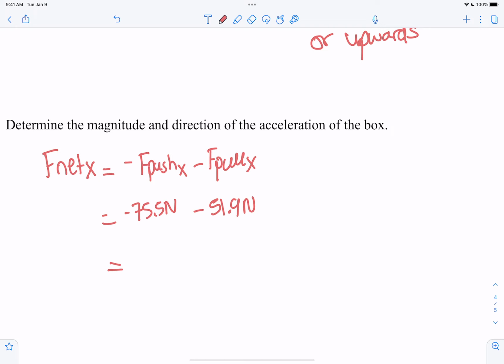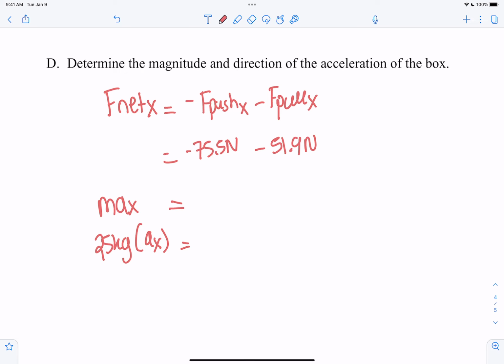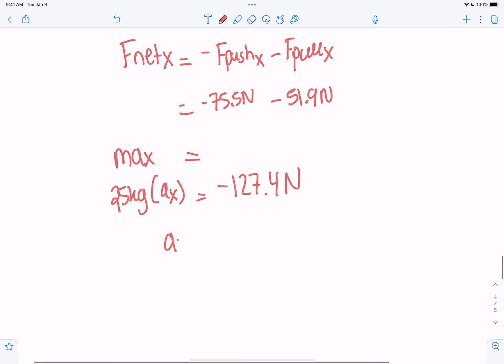But anyway, for F net x, we know that this is equal to max, and our mass was 25 kilograms, and we need to figure out the acceleration in the x direction. And this is equal to negative 127.4 newtons, I believe. Right? And then you just go ahead and solve for your ax. Let me know what you guys got. Negative 5.1 meters per second squared.